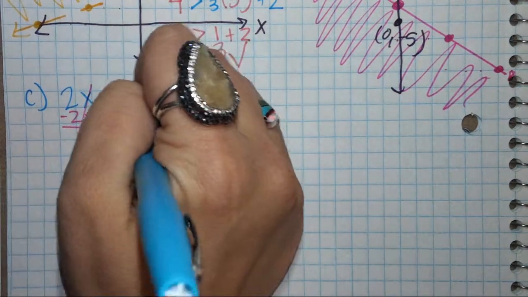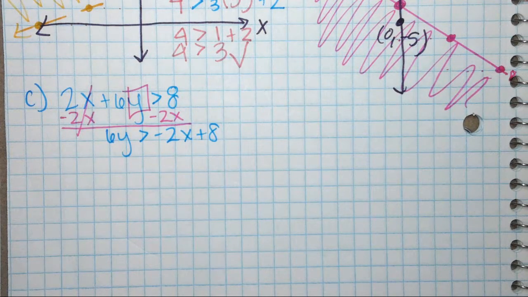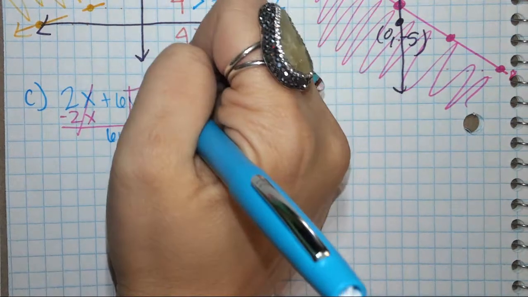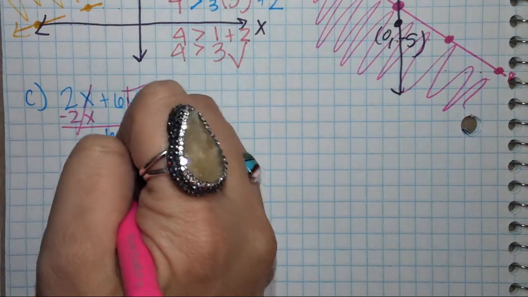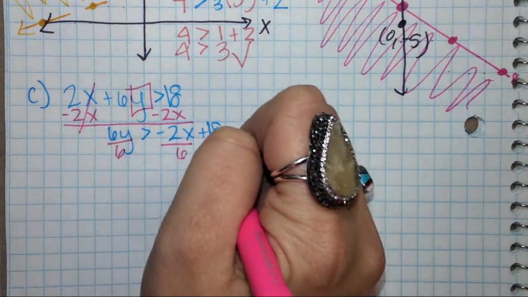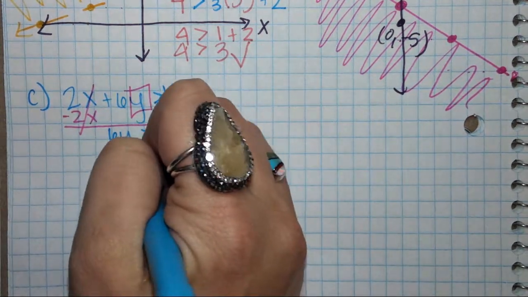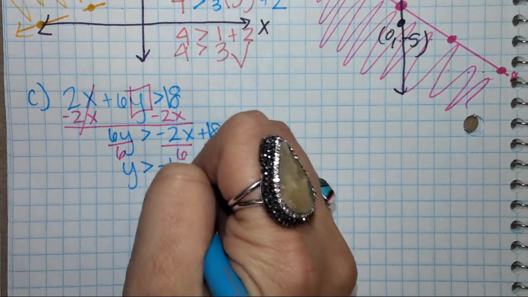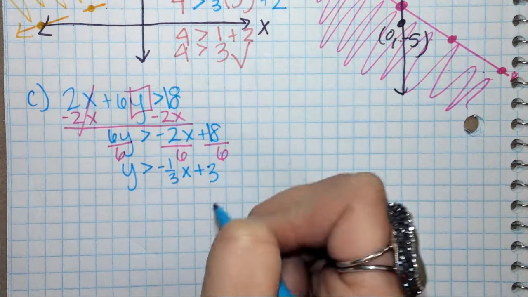And you get 6y is greater than negative 2x plus 8. Why did I not combine the negative 2x and 8? Good. And then what do I do? Divide by 6. Now, do we divide everything by 6 or just one of the things? Everything. Can anybody tell me what negative 2/6 reduces to? 1/3. Take a point. And what's 8 divided by 6? 4/3.